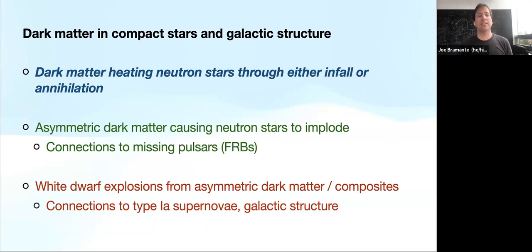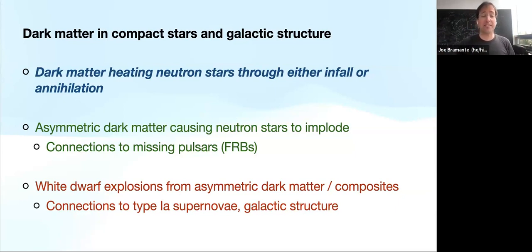So what I'm going to talk about is dark matter that can heat up neutron stars through either hitting them or through annihilation. Then I'm going to talk about asymmetric dark matter that causes neutron stars to implode. This is actually quite an old topic dating back to the late 80s. I'm not going to get much into connections to missing pulsars and FRBs, but you can feel free to ask me about that in the question section if you want to.